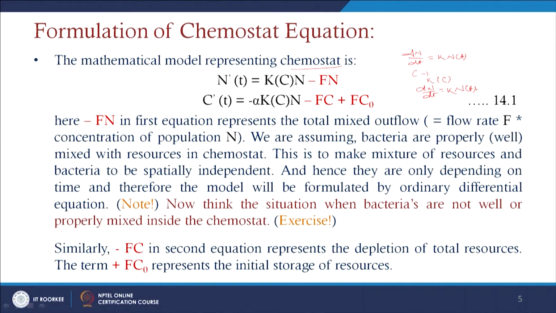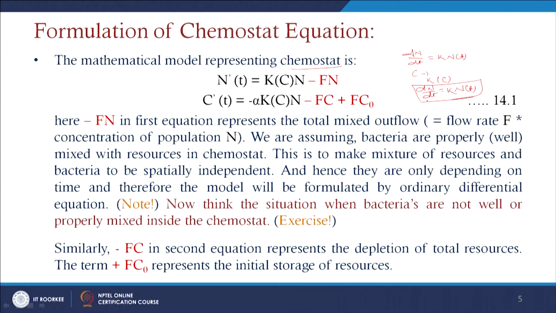So dN by dt is defined as k into N of t, where k depends on the concentration C, that is, the resources available. Even if the population level changes with respect to time, we cannot say that the growth rate is actively occurring inside the system, since we have added a factor minus fN here, which represents the total mixed outflow.